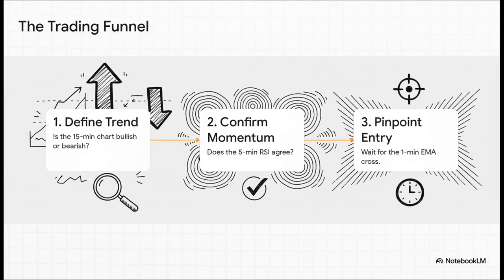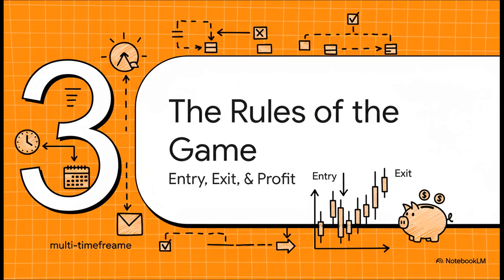So you can really think of this like a funnel, right? You start wide with a big picture trend, then you narrow it down with momentum, and finally, you pinpoint your execution with that precise trigger. Each step has to get a yes before you can even think about the next one. No exceptions.